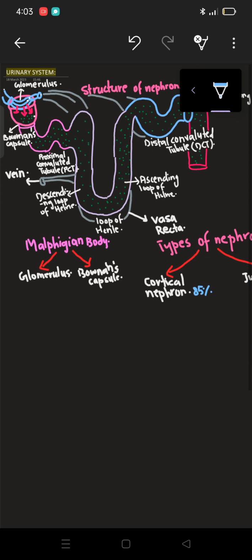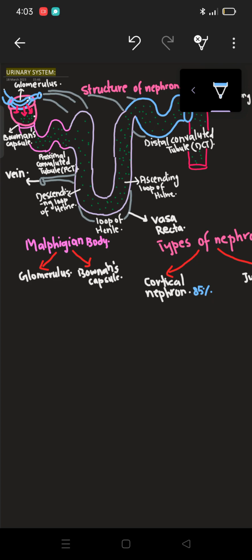Alright, so now they have gotten these two names, cortical nephron and juxtamedullary nephron. I hope you guys are getting something. Cortical is coming from the word cortex. So cortical nephrons are present in the cortex of the kidney.